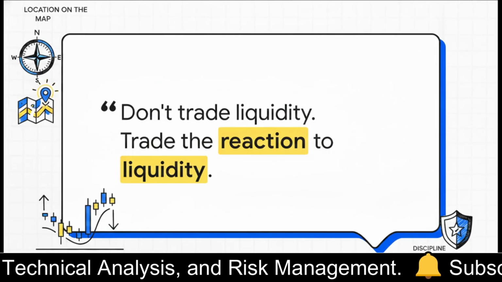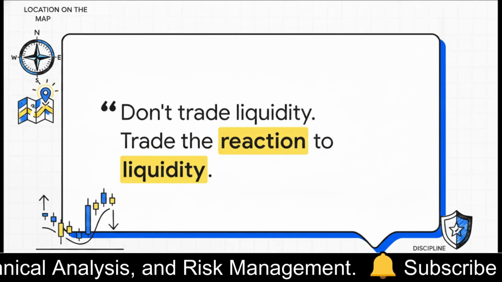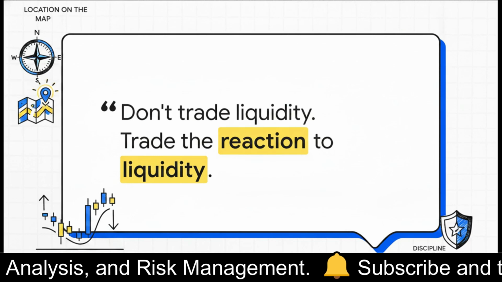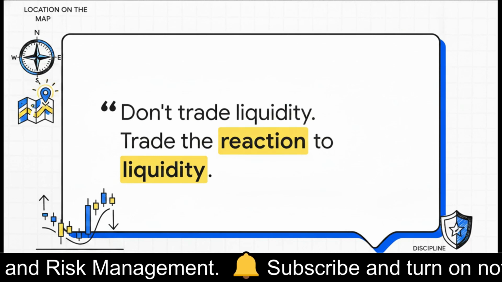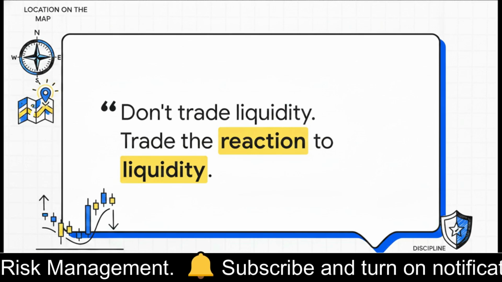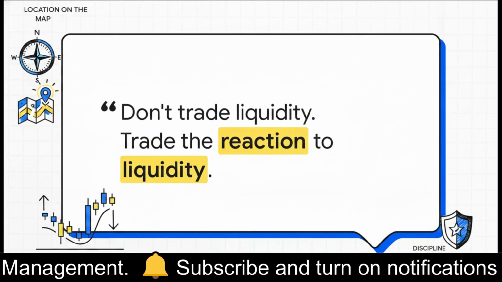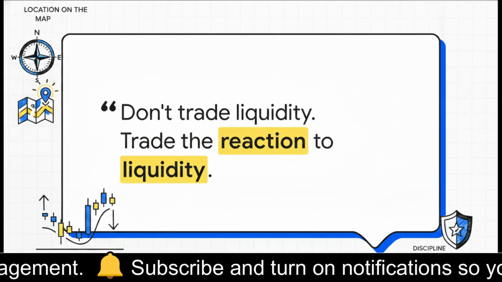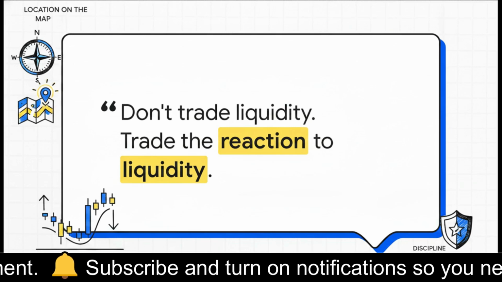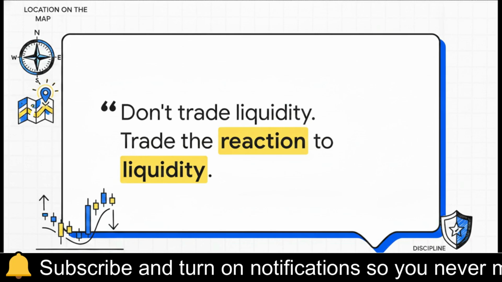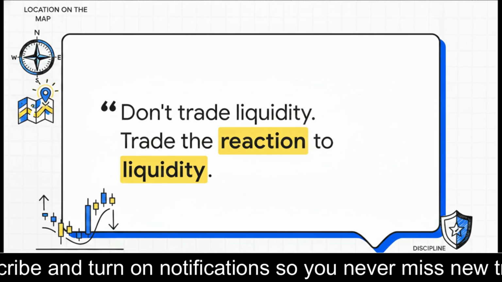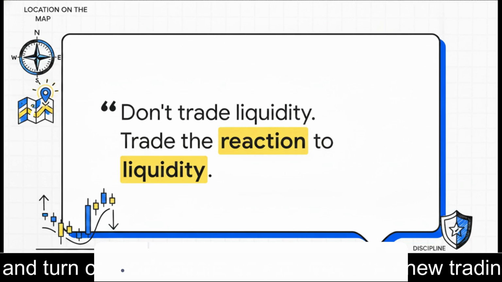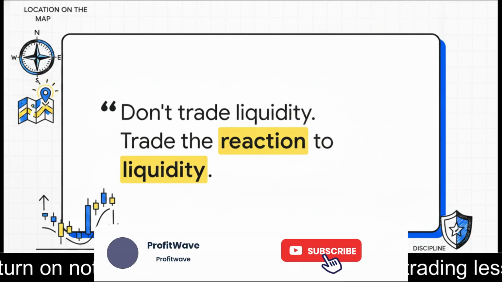If you take absolutely nothing else away from this whole explainer, please remember this one thing. Don't trade liquidity. Trade the reaction to liquidity. I'll say it again because it's that important. Trade the reaction. Liquidity is just a location on your map, nothing more. If price blasts through your zone and just keeps on going, you don't fight it. You just accept that the market didn't give you a setup today and you move on. That level of discipline, that is exactly how you survive in this game.